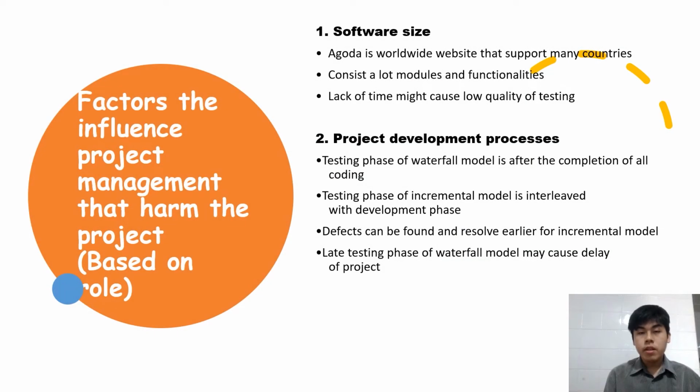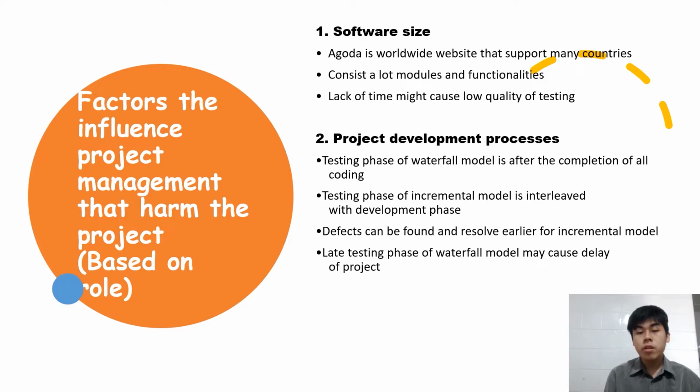The first factor that influences project management is the software size. Agoda is considered a big software because it supports many countries, and it also consists of a lot of modules and functionality like the reservation function, star rating function, and the sorting function. The lack of testing time might cause low quality of software.